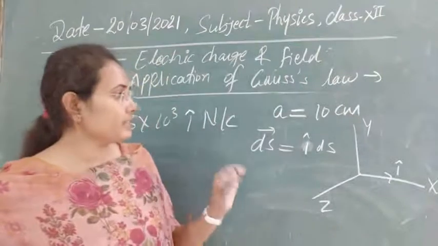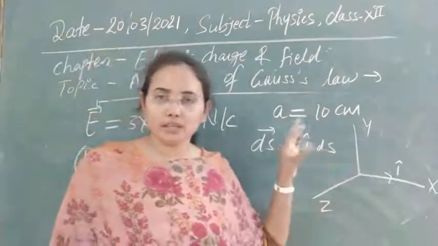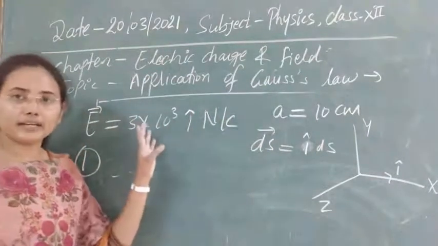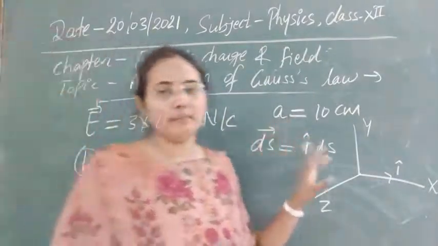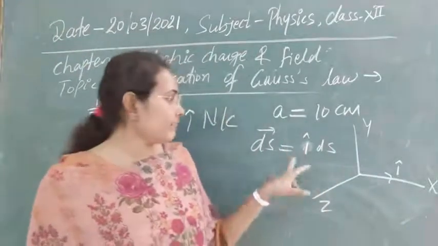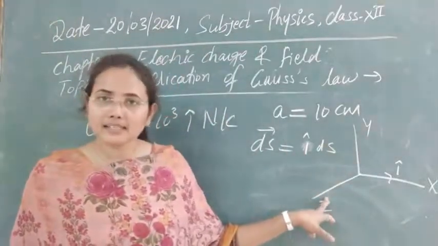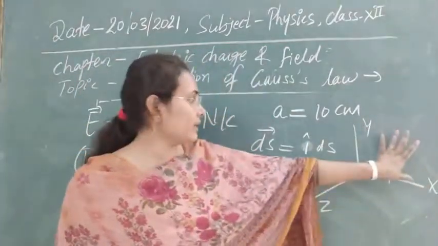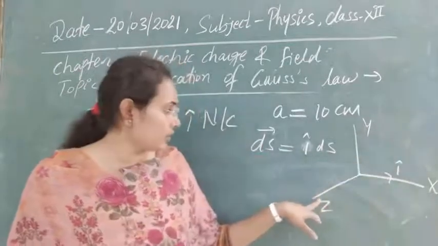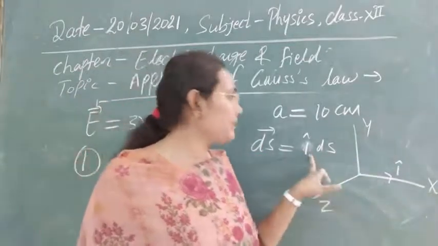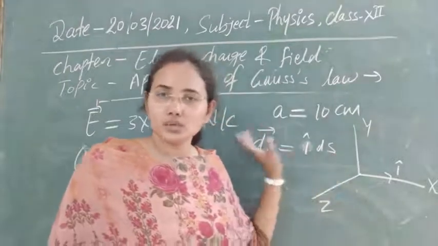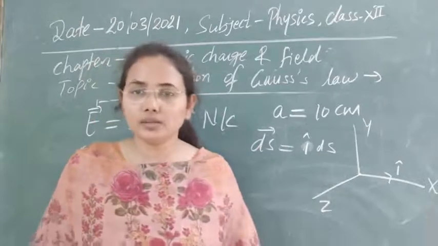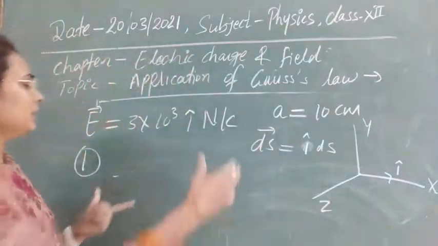Again, in a question, suppose it is given that the loop is along the xy plane. So for the xy plane the area vector will be along the z axis, because the perpendicular axis for the xy plane is the z axis. So in this case there will be vector k into ds. So in this way you first have to write the area vector.